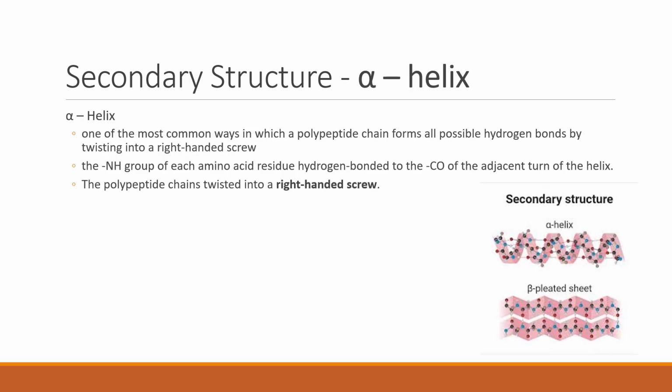Among the two important secondary structures which are well known, first is the alpha helix, and this is one of the most common secondary structures observed, and it has a right-handed screw. This is mainly formed because of the amino group of each amino acid residue and the carboxyl group in the adjacent turn of the helix, which is responsible for the formation of this right-handed screw-like alpha helix structure.